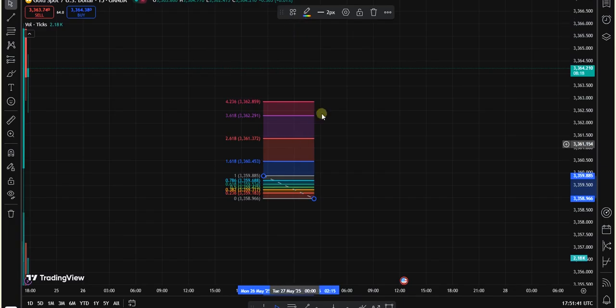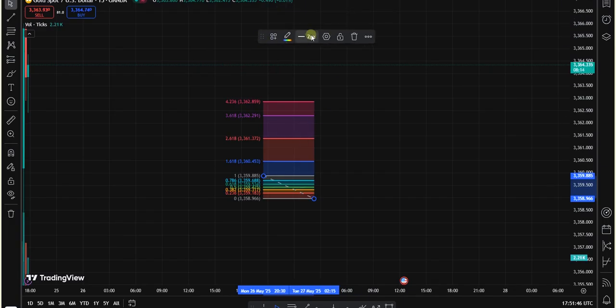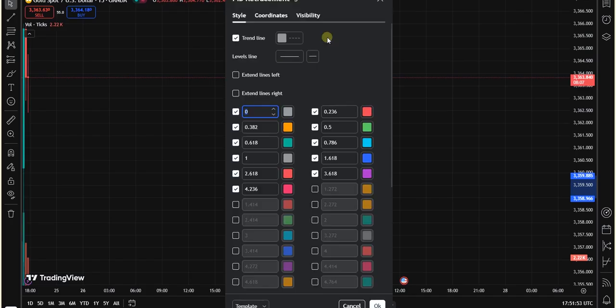Now, the first thing you are going to do is, on these 2 pixels right here, you can see this box. You change it to 1 pixel. Then you click on this settings icon. I don't know if you can see this settings icon. You click on it right there. This trend line, you leave it checked. This 0, you leave it checked as well.